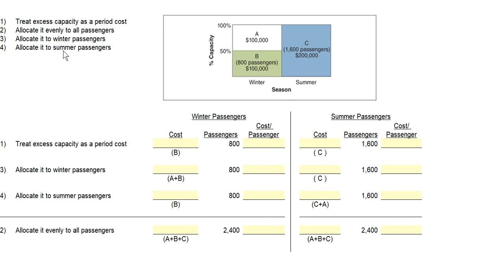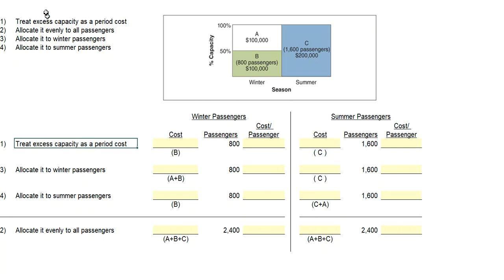Let's go ahead and consider how our product cost or cost per passenger would work out if we treated the cost as a period cost. Our diagram shows our costs of $400,000 for the year: $200,000 for summer passengers, labeled C in our diagram, $100,000 for winter passengers if we were to allocate it to the actual 800 passengers, and that's labeled B, and another $100,000 labeled A, which represents our excess capacity.